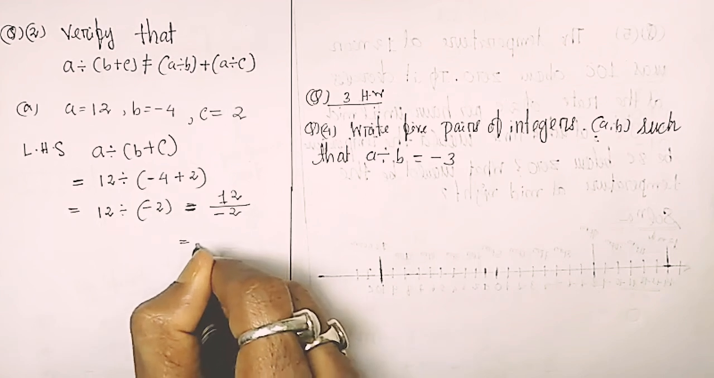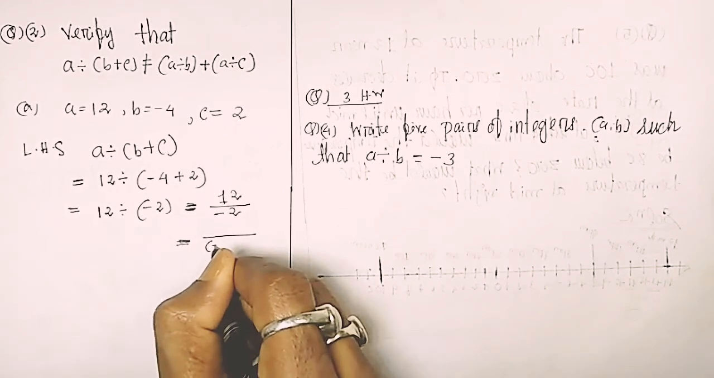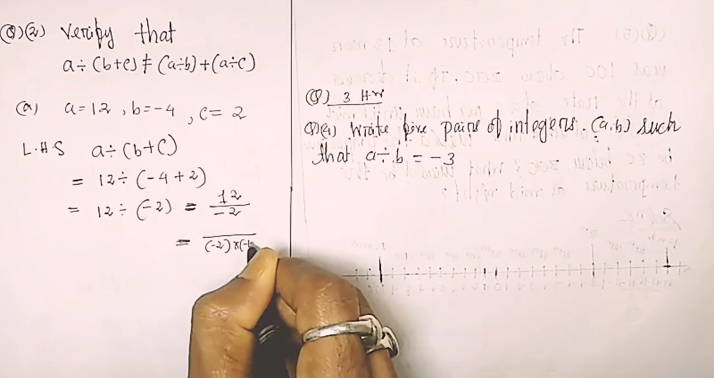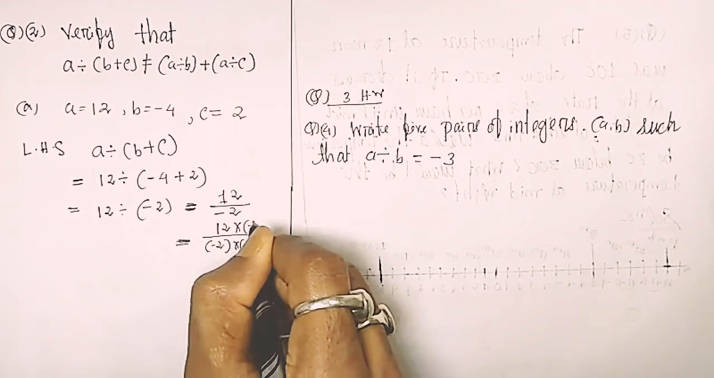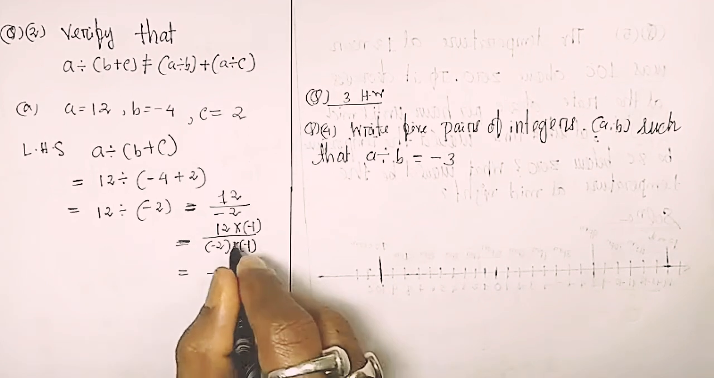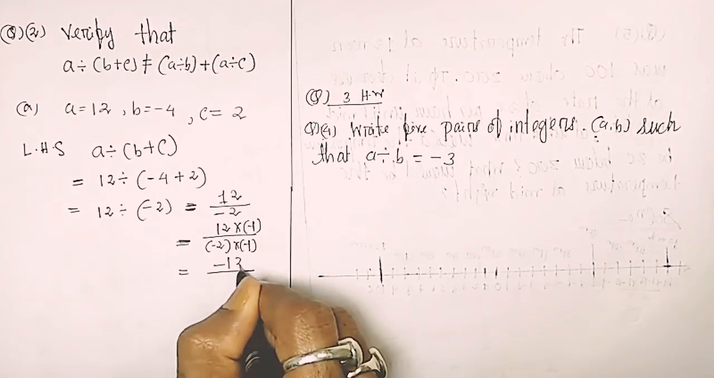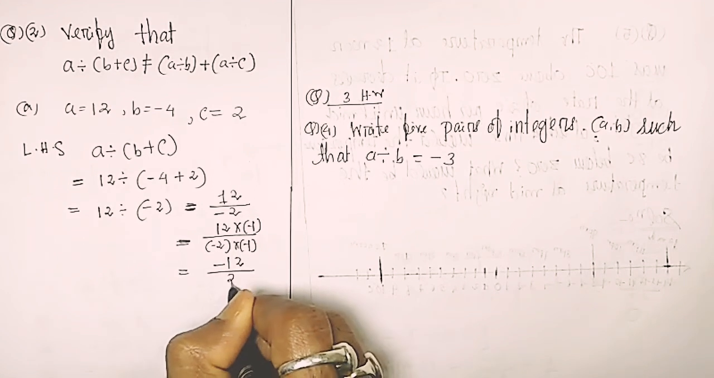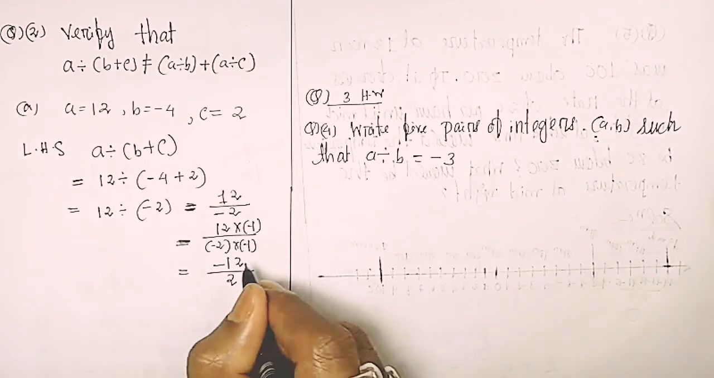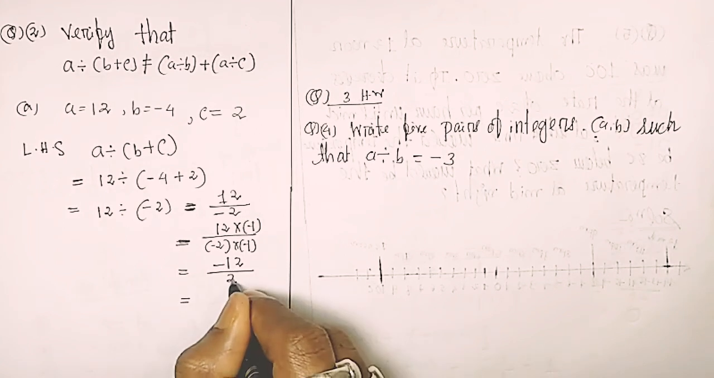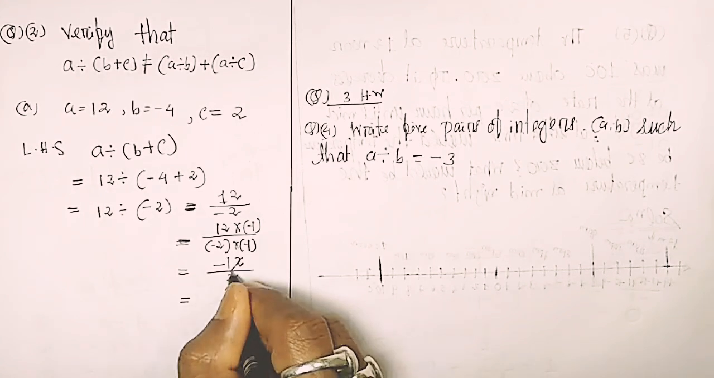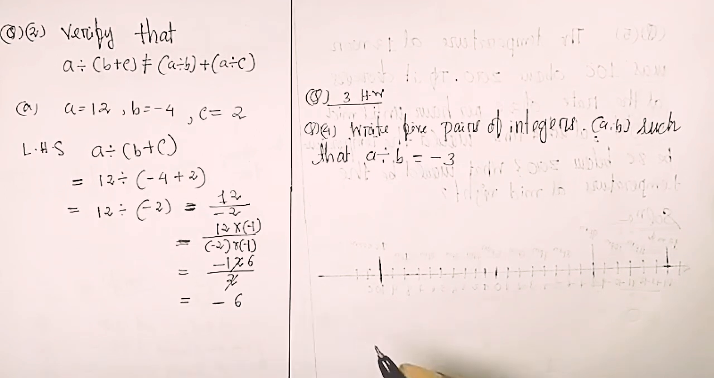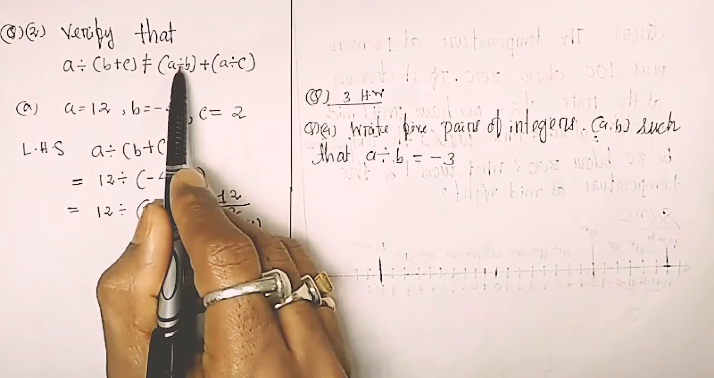So we should remove the minus sign from the denominator. What is the technique? Multiplying minus 1 in the denominator as well as in the numerator. So 12 into minus 1, minus 12. Minus 2 into minus 1 becomes 2. So minus 12 divided by 2, it's 6 times. So the answer is minus 6. So the left hand side value is minus 6.